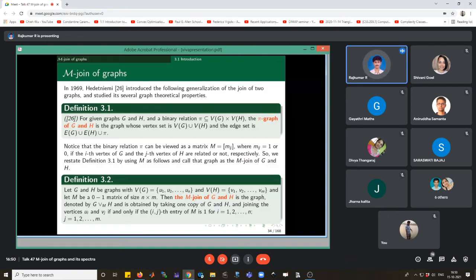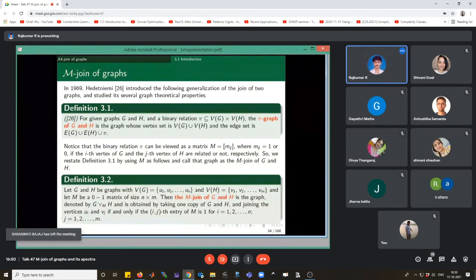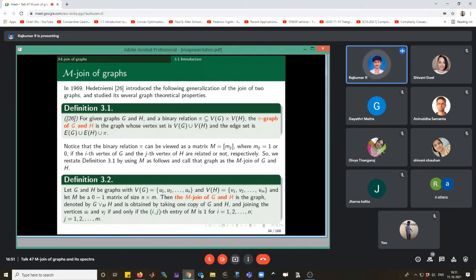Now we come to the main section. This is the M-join of graphs. Of course, this type of join of graphs was introduced by Anthony in 1969. He introduced this generalization of the join of two graphs and studied some graph theoretic properties of these kinds of graphs.